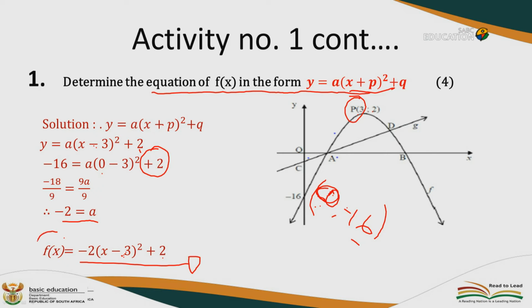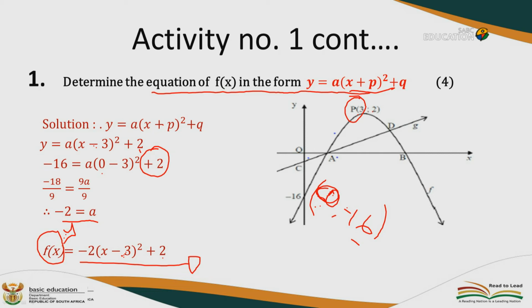So now in this case, we have our f(x). You can just replace f(x) with y, because we are required to determine it in the form y is equal to. So we will be saying y is equal to negative 2 into x minus 3, all squared, plus 2.